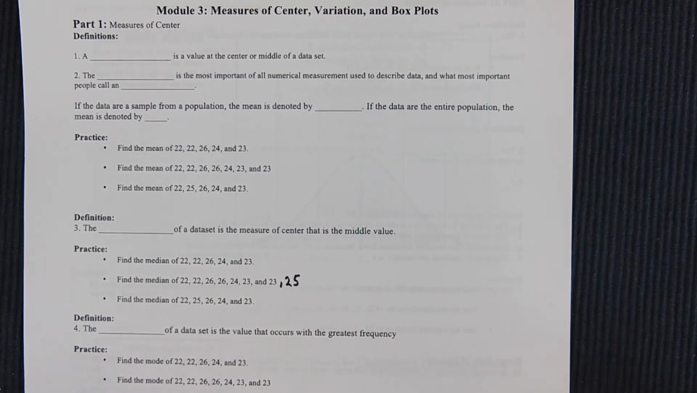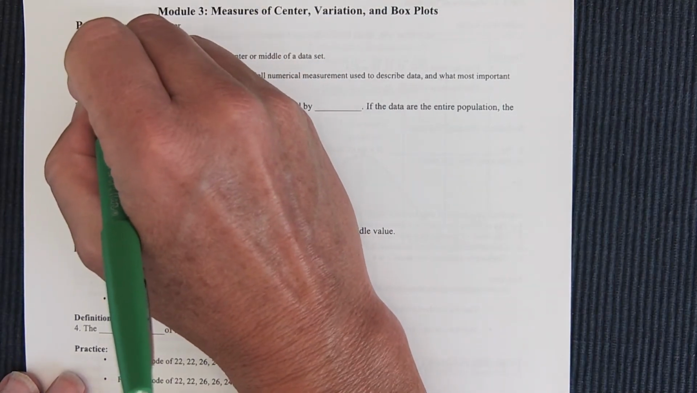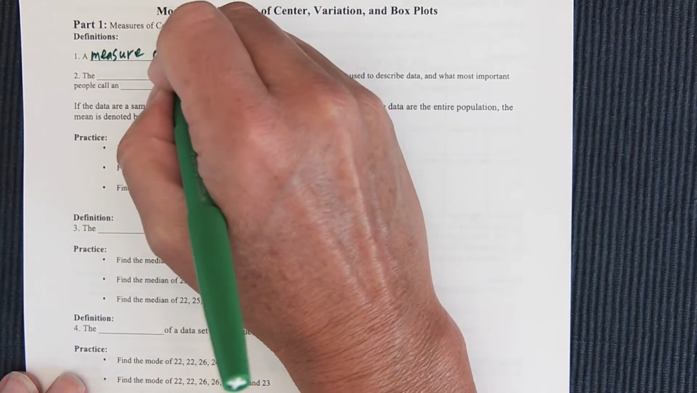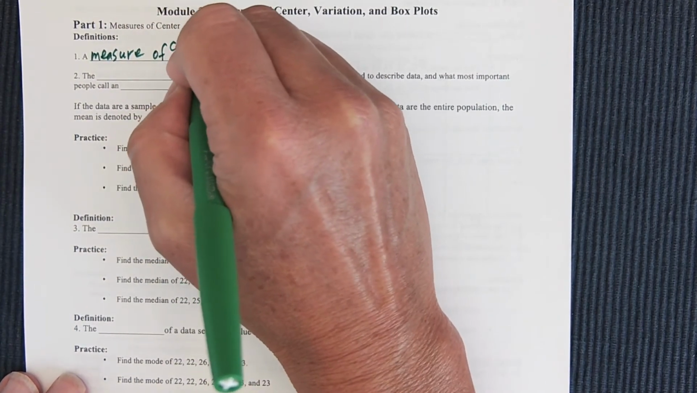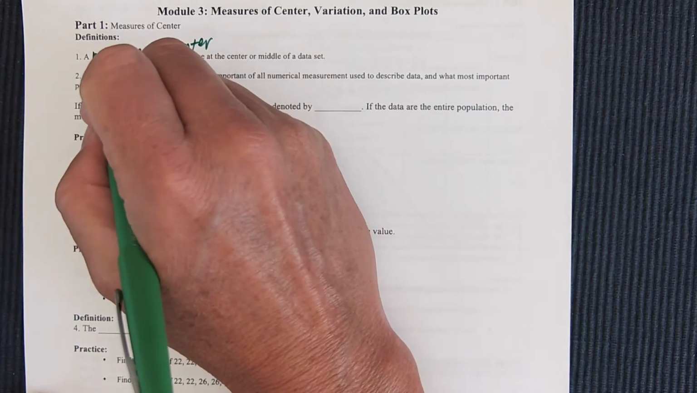We have a few definitions to get through, and we will start with a measure of center. It's a value at the center or middle of a data set. There are quite a few different ways that we can find a measure of center. The first one is the most important one. That is the mean.